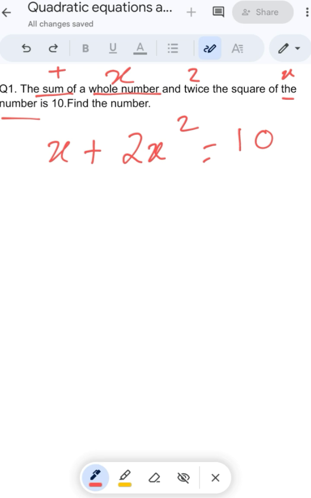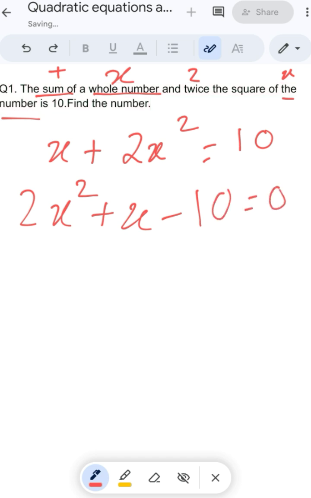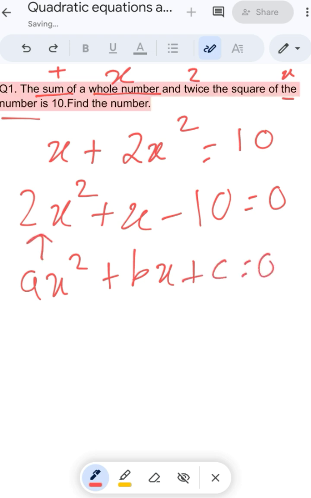Find the number. So now what we are going to do is we will shift this 10 to the other side. So 2x square plus x minus 10 is equals to 0. I am arranging this into a quadratic form. If you don't know what is a quadratic form, remember this: ax square plus bx plus c is equals to 0. This means a number with x square or a variable square is going to come first, a number with one variable is going to come second, and a constant is going to come in the end.